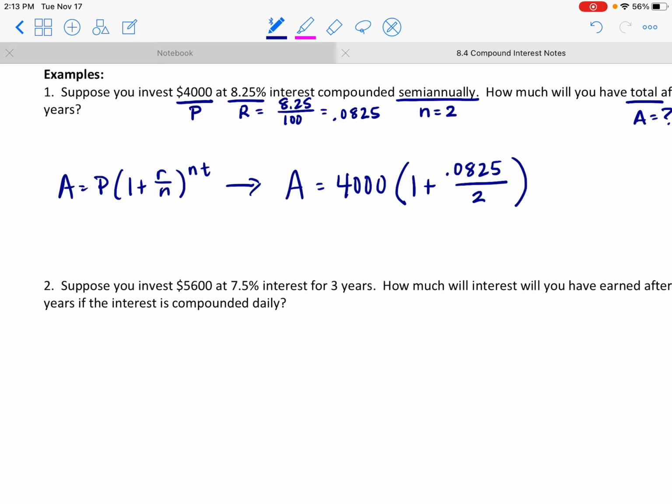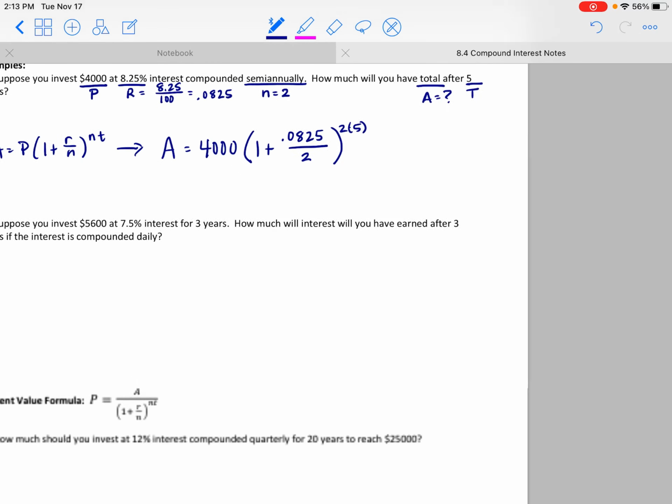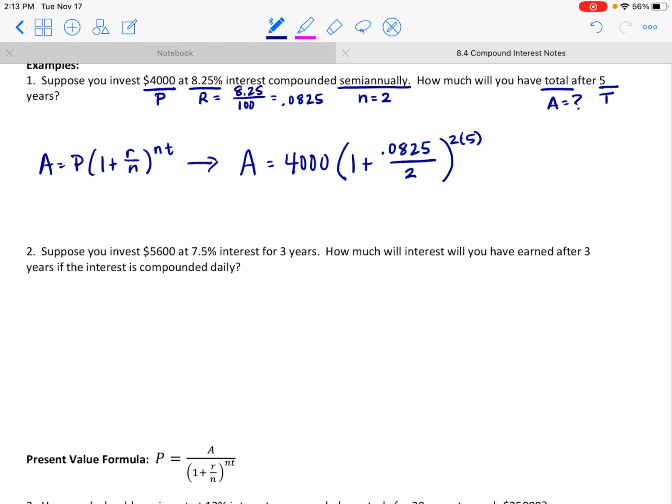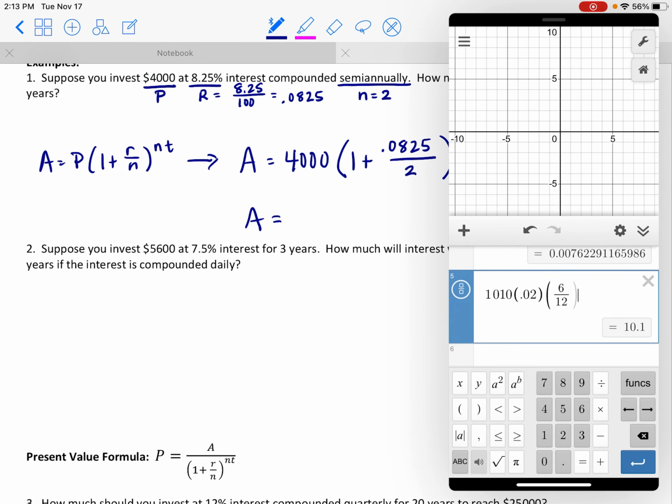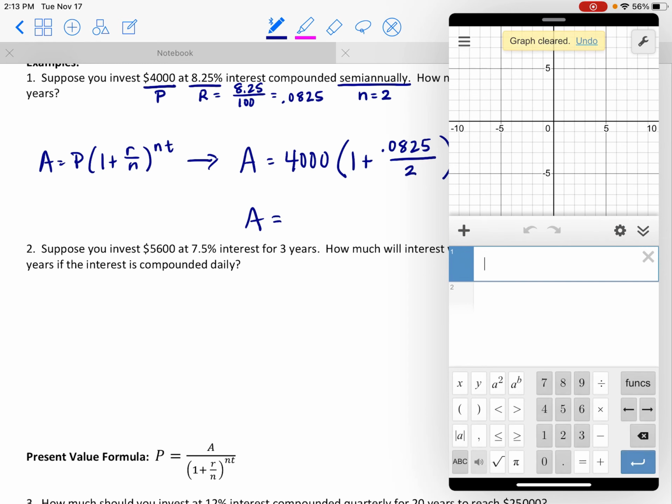It's n times t power. So that would be 2 times 5 there. And I'm going to use parentheses just so that dot doesn't look like a decimal. Okay? So that's the hard part, making sure we've got everything into the formula correctly. So now we input into our calculator.